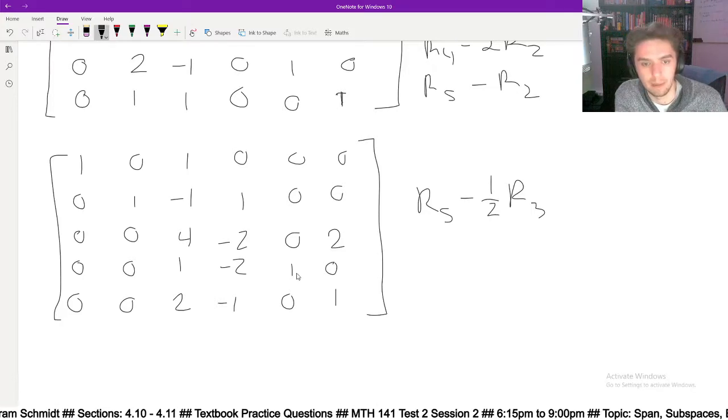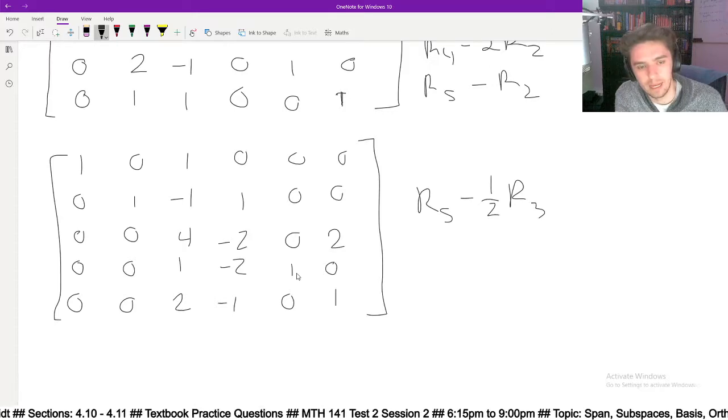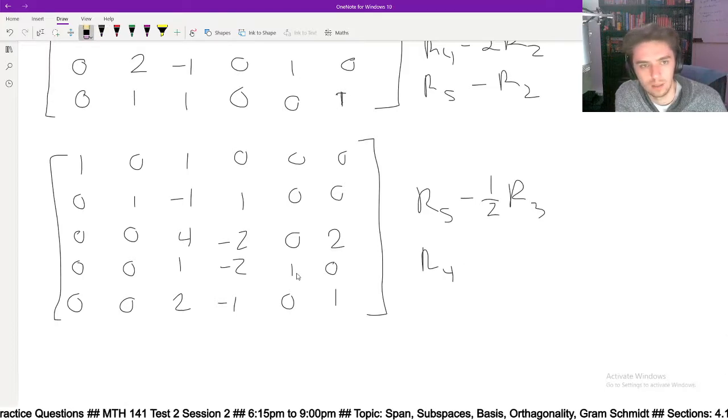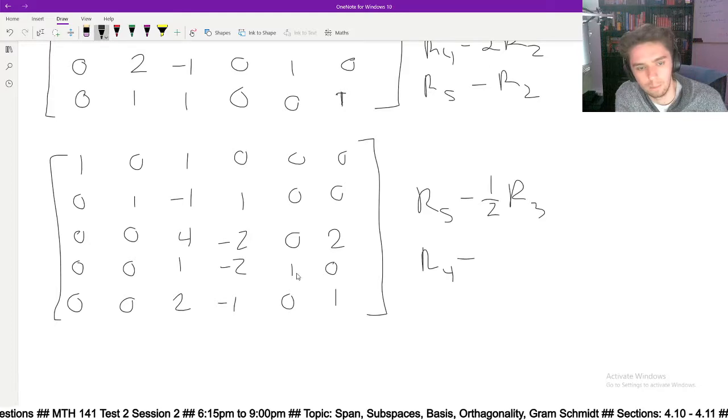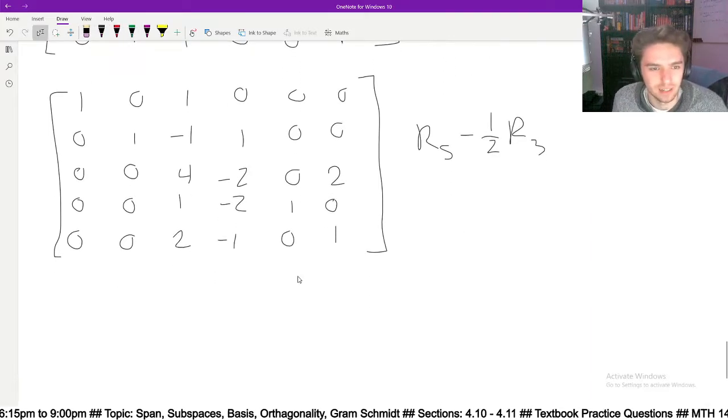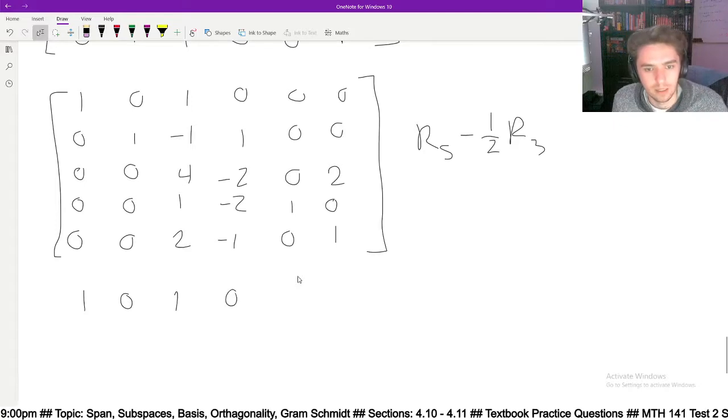Or yeah, minus a half row 3. And then I'll do row 4 minus... let's just deal with that first. Too much stuff happening in one step. I mean, not even that much, but I'm going to get confused. So let me just do this.